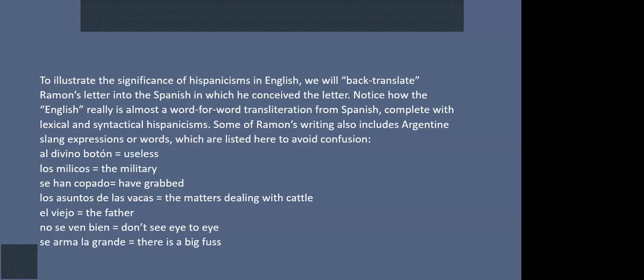Al divino botón, that's like useless. Another one here, los milicos, the military. Se han copado, have grabbed. Los asuntos de las vacas, the matters dealing with cattle. El viejo, the father. No se ven bien, don't see eye to eye. That's like, do not agree, I think. Se arma la grande, there's a big fuss.